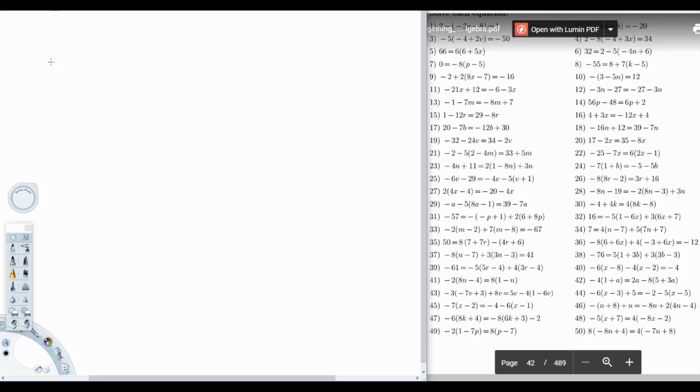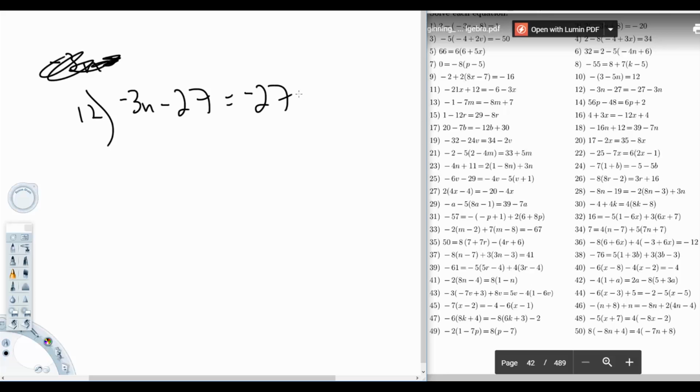Number 12: minus 3n minus 27 equals minus 27 minus 3n. Yeah, I'm using this Wacom pad and it has buttons on it. It's making it very difficult to write well. I'm not very satisfied with this setup. I wish Apple would make the pen for this.